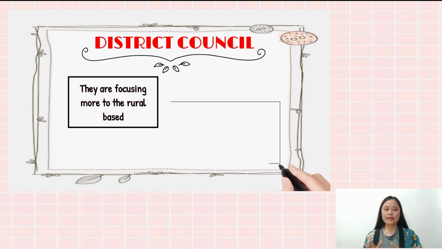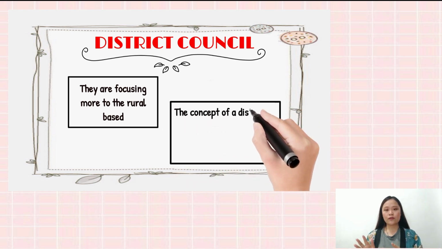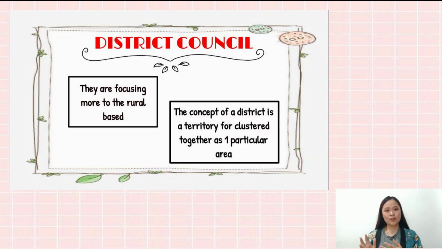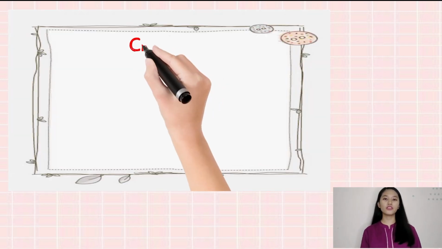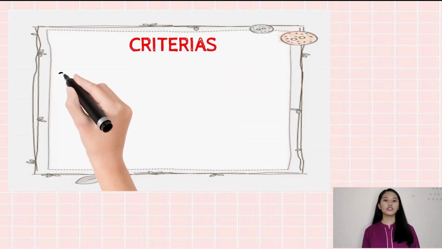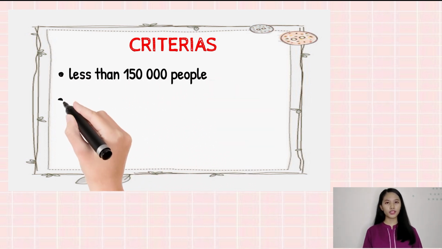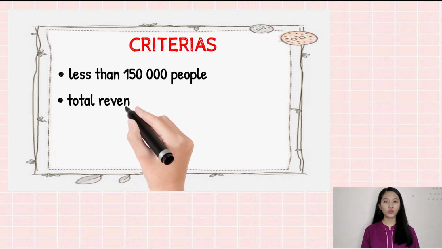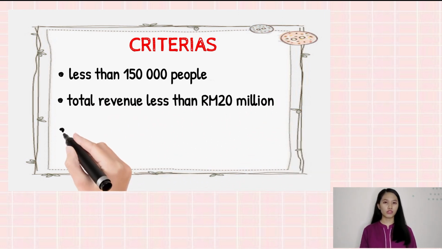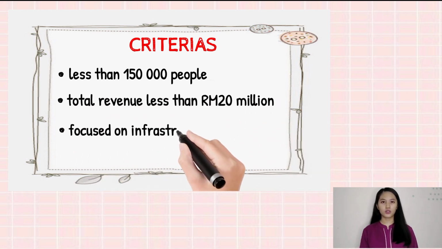The concept of a district is a territory clustered together as one particular area. An example of a district is a part of a town that gets to elect a certain mayor that everyone in the area will share. The criteria of a district council are a population of less than 150,000 people and a total revenue of less than 20 million ringgit.